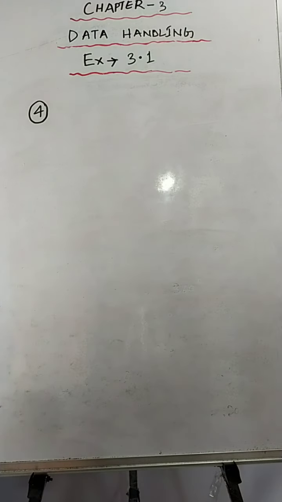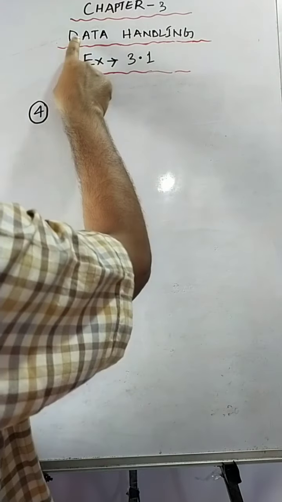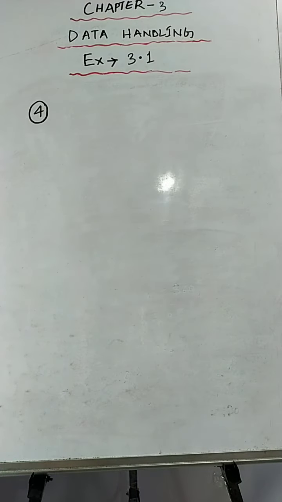Students, in this session I will explain question number 4 and 5 of exercise 3.1, chapter Data Handling. Question number 4 is very easy. A cricketer scores the following runs in 8 innings. That is, in 8 matches he scores the following numbers which are given in the question.